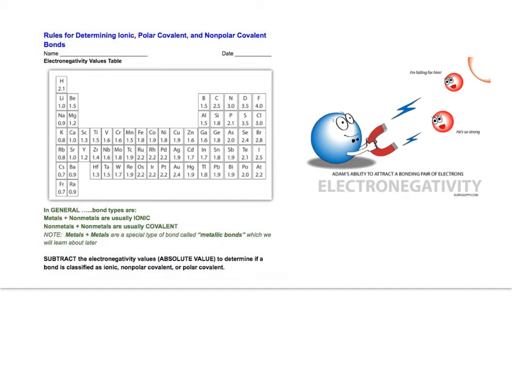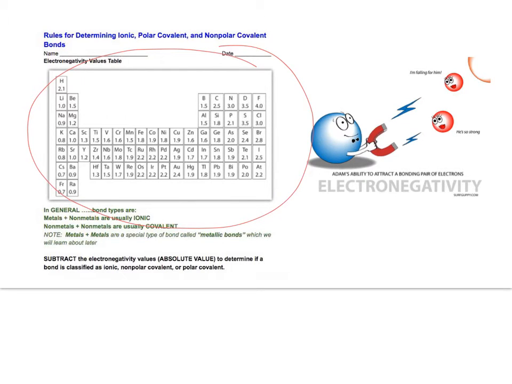So there's three types of what we call intramolecular bonds. Intramolecular bonds are bonds that are within a molecule. And we have ionic, polar covalent, and nonpolar covalent. And what we need to look at is these electronegativities.